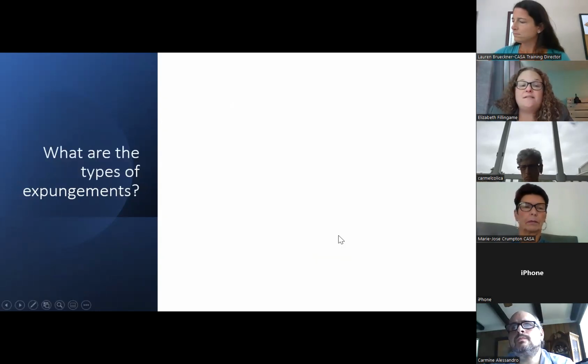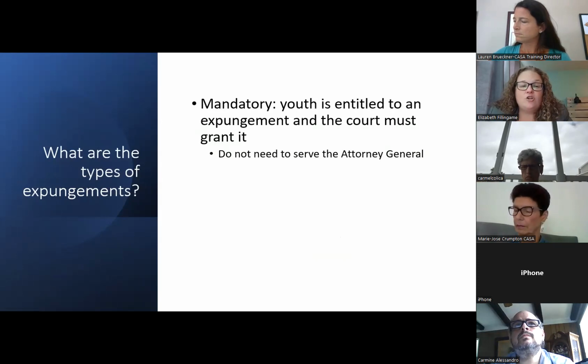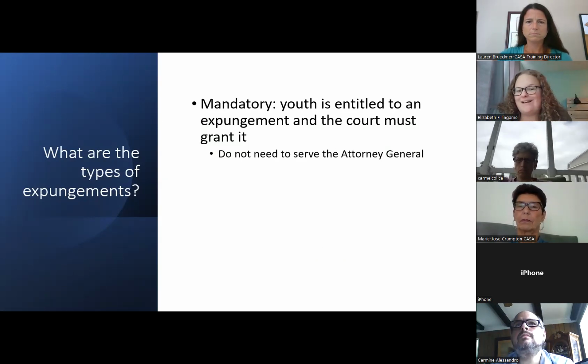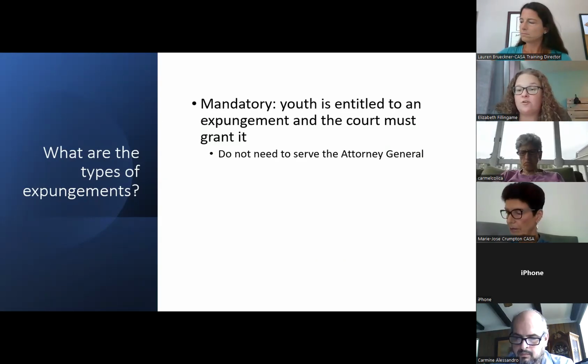So what are the types of expungements? There are two. There's mandatory expungements, which means a youth is entitled to an expungement and the court must grant it. We do not have to serve the Attorney General. And so that's important because the court doesn't have the choice to grant it. They are statutorily entitled to it if they meet certain requirements.